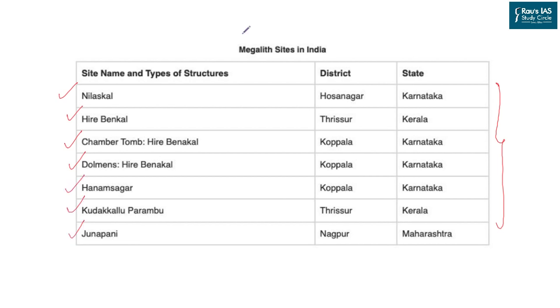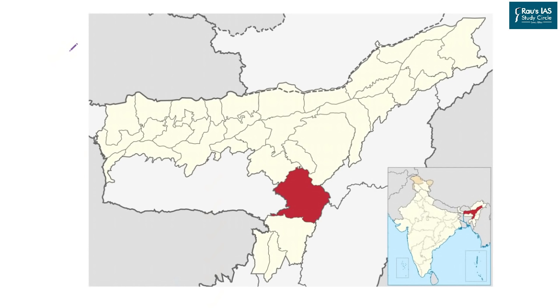All these important sites could be asked by the UPSC in the prelim examination this year or maybe the next year. Now, as far as the location of the finding is concerned, this is the Dima Hasao district of Assam, and it is situated in the southern part of Assam state. With this discussion in place, let us now move to the next article for the day.